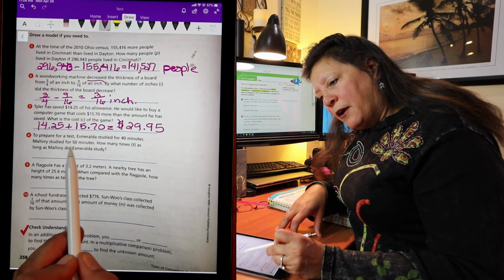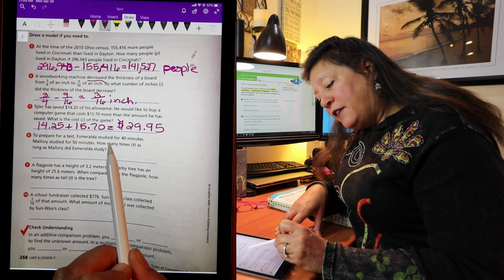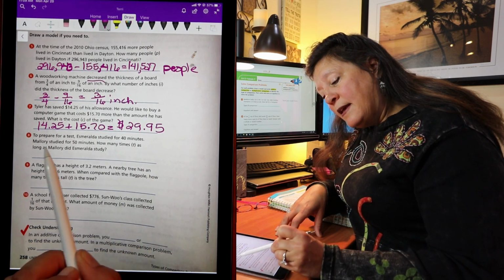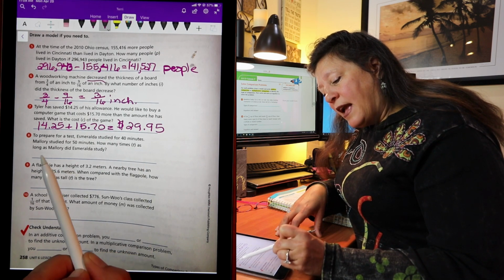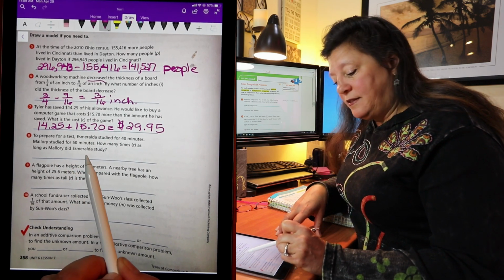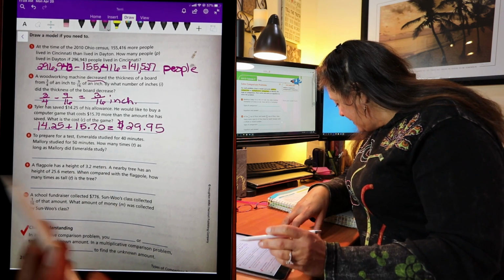Okay. To prepare for a test, Esmeralda studied for 40 minutes. Mallory studied for 50 minutes. How many times as long as Mallory did Esmeralda study?